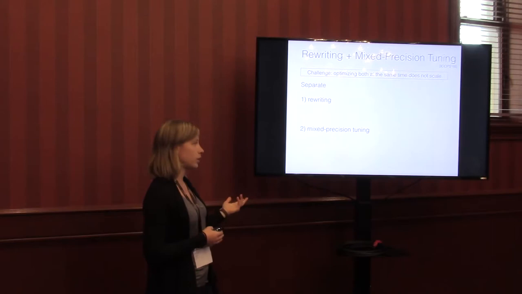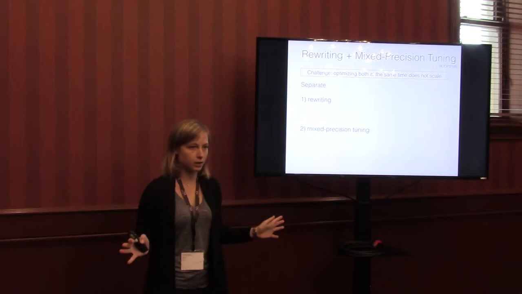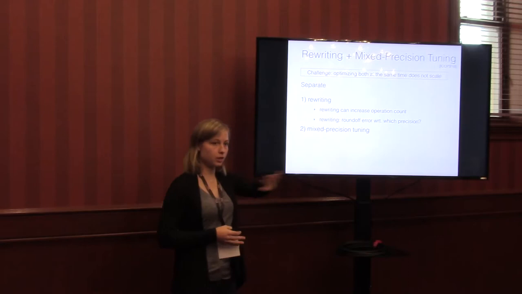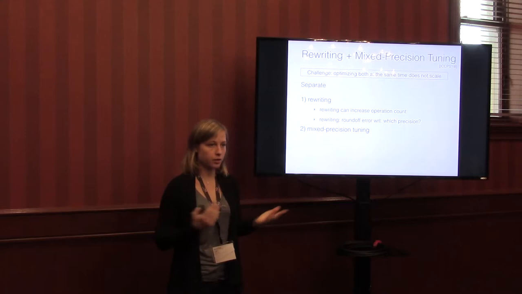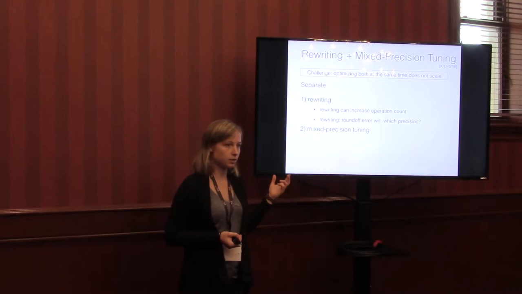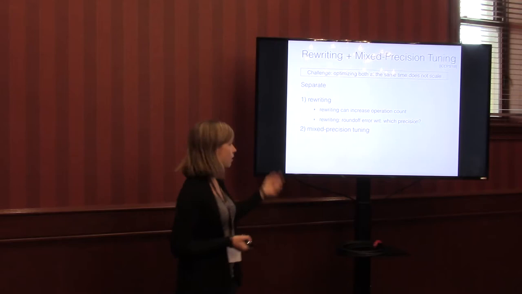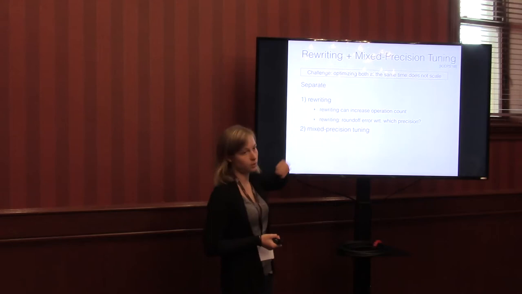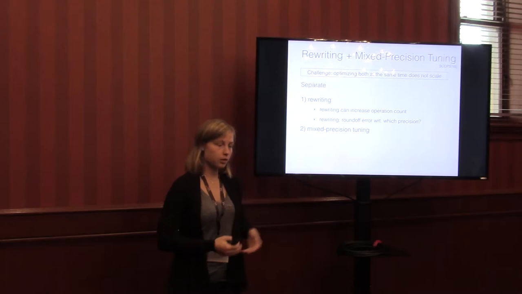We found out that just putting these together naively performed really badly. This was partially due to the fact that if we just naively optimize for the better error bounds, then we may actually increase the arithmetic operation count, which will negate all of the performance improvements we get later. Also, the rewriting uses a fitness function that uses the static error analysis. That needs to know with respect to which precision it's computing the errors. However, that precision assignment is only done in the second step, so we don't have that available in the first step yet.